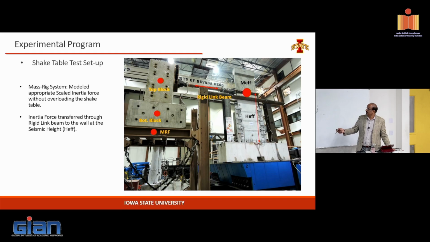Because it's a rigid link, we put a load cell at one end, so we can actually know the inertia force coming into the system as well. So we can quantify the inertia. That's the other advantage as well. So we know what inertia force is being generated because the seismic mass was sitting on the side.